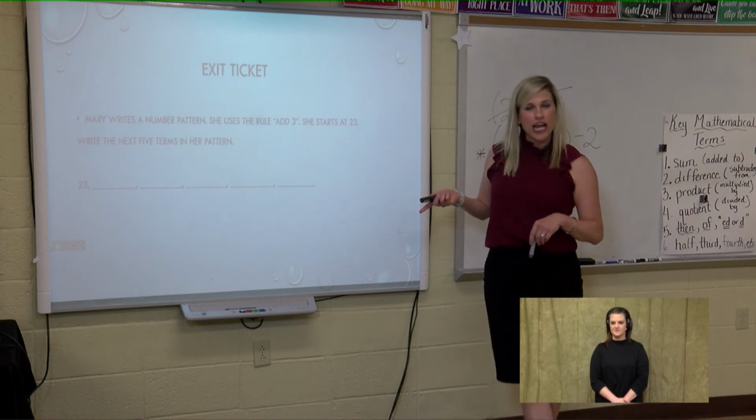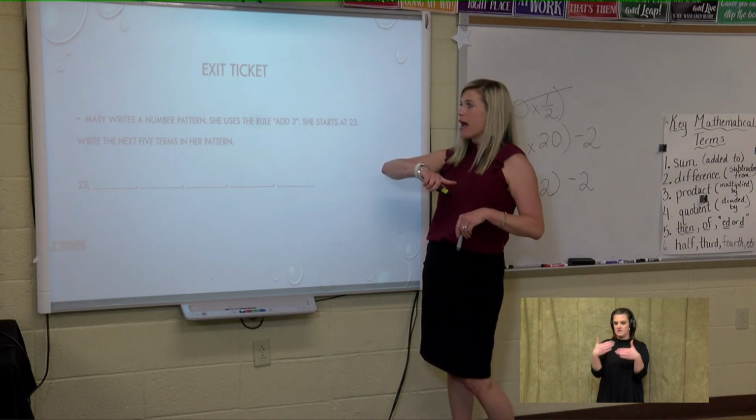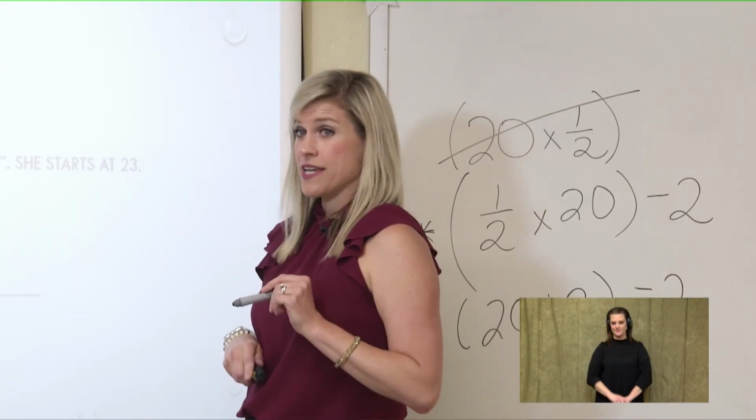All right, take a look at your exit ticket before we go really, really quickly. Mary writes a number pattern. She uses the rule add 3. She starts at 23. I want you to write the next 5 terms, remember that, in her pattern. When we get back together on Monday, I'm going to check your exit ticket with you. So you need to make sure you hold on to this over the weekend so that we can check this together. Okay?